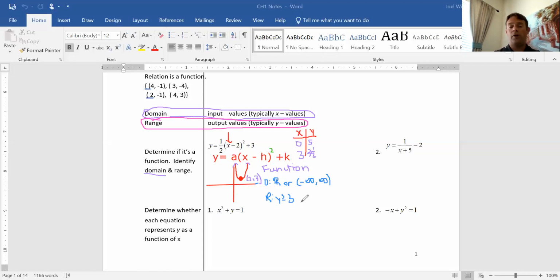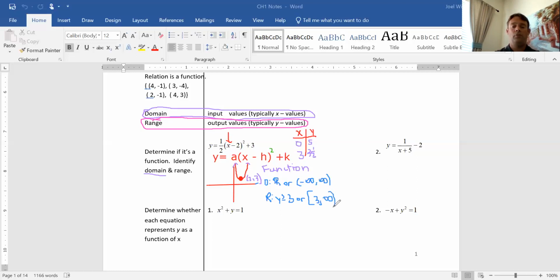Or if I wanted to use my set builder notation, I'd say since it's a solid dot, it wouldn't be a parenthesis, it would be a bracket. y is 3 to infinity.